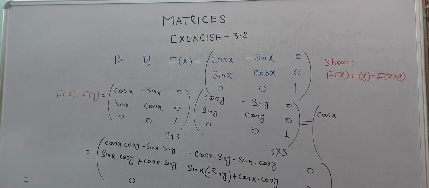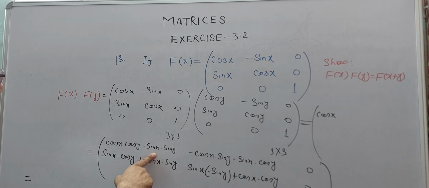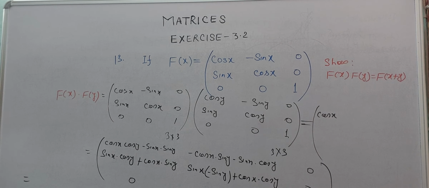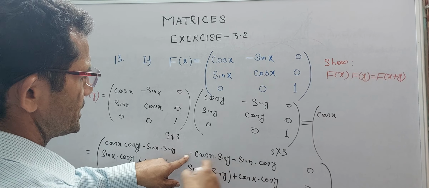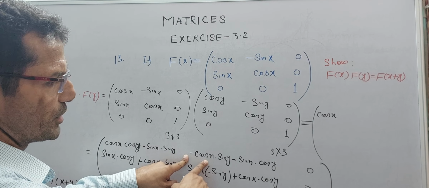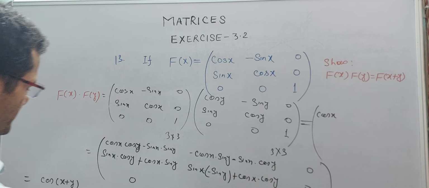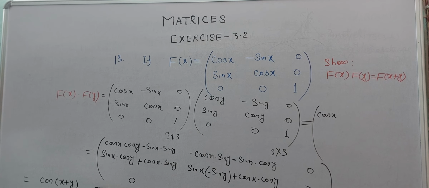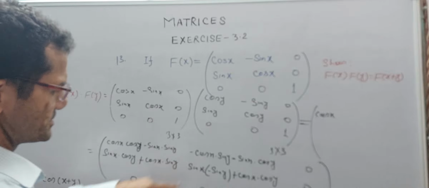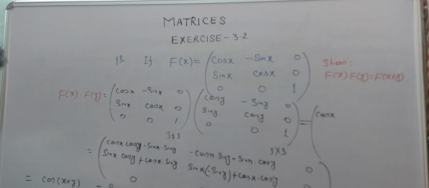Now look here, this is sin a cos b minus cos a sin b. It will be cos a plus b. Now cos a cos b, if you apply the formula cos a cos b minus sin a sin b, it will be cos a plus b. Now this entry becomes cos x minus cos a plus b, and here taking a negative outside, then sin a cos b plus cos a sin b will be sin a plus b. If I take minus outside, inside becomes positive. Now this becomes sin of x plus y.